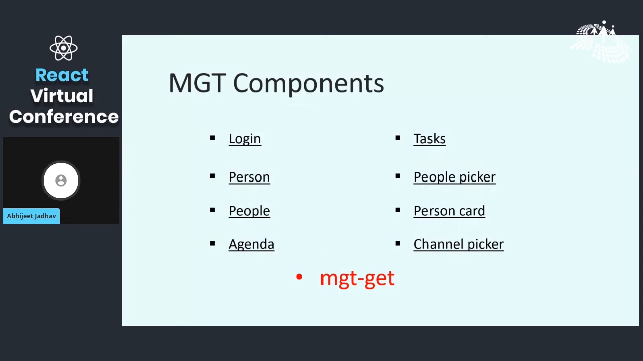So as I said, the Microsoft Graph Toolkit, these are the reusable, framework-agnostic web components. These are all the web components that are available. We have a web component called login, which will handle all the authentication part of it. We have person, agenda, tasks, people picker, person card, channel picker. So these are the different components which are available.